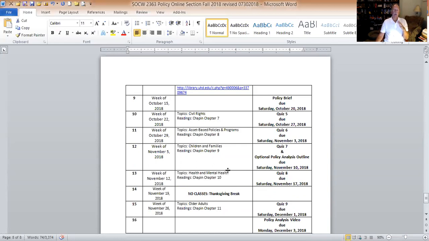Then week 10, October 22nd, we're going to talk about civil rights. Week 11, the 29th, we're going to talk about asset-based, gets into income maintenance and such. The 12th week of November 5, we're going to talk about child and family policy. And if you want to submit a policy analysis outline of your policy analysis project, you can do it by that week. Week 13, we'll talk about health and mental health.